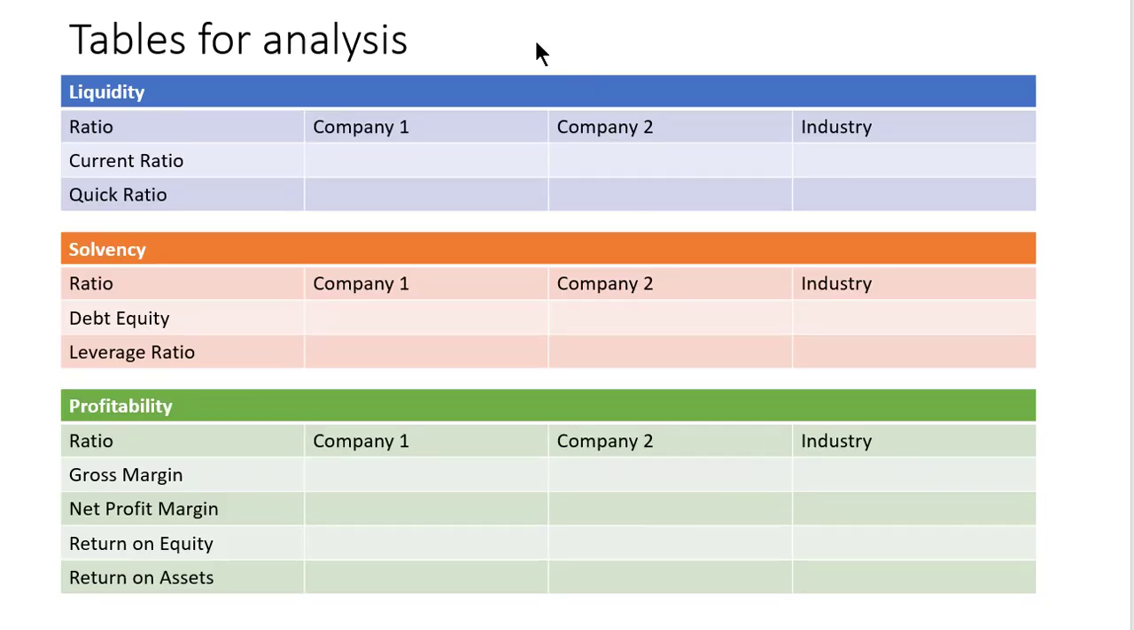So here are the tables that I've provided for you, and I've given you some ratios to talk about. These are the ratios that make the most sense for these particular categories. So for liquidity, you're going to talk about current ratio and quick ratio. You'll input your numbers into these cells, do it here in this presentation, and then you're going to copy. Here, I just copied that.